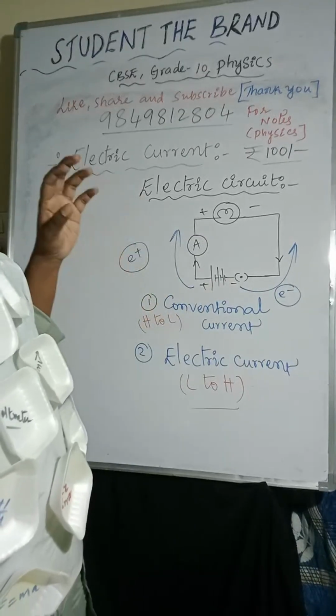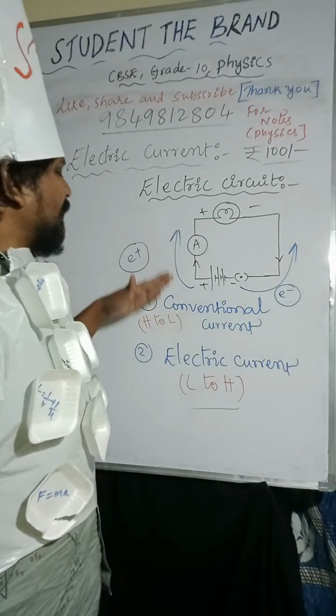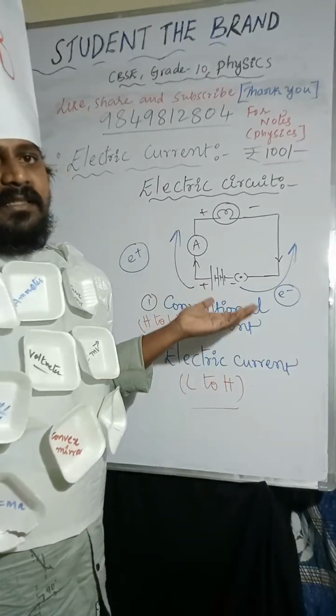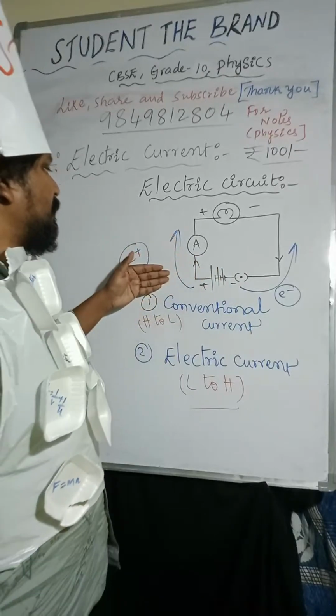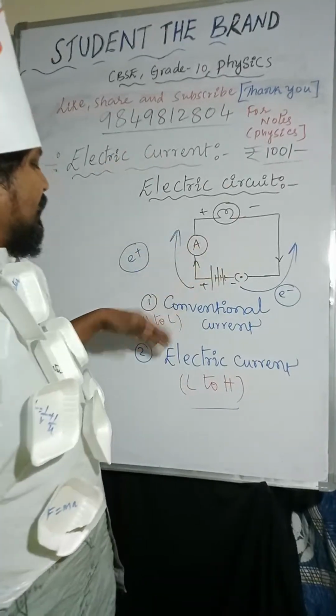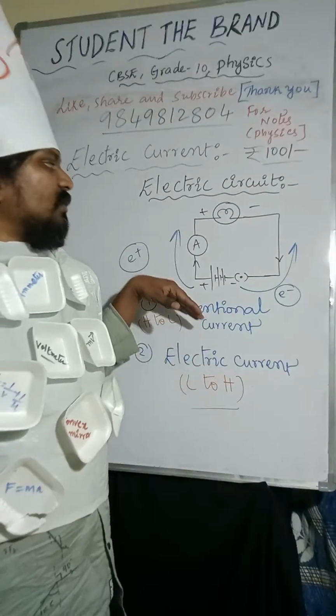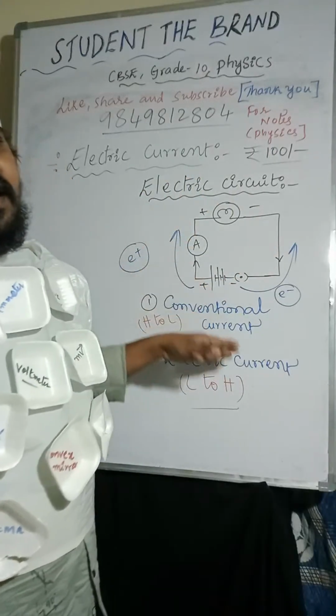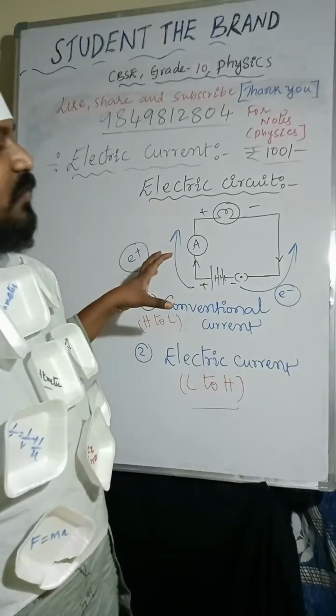Okay. So now you can observe conventional current. Conventional current is nothing but the flow of positive charges. Positive charges are moving from high potential to low potential, whereas in electric current, electrons are moving from low potential to high potential. So I hope it is very clear.